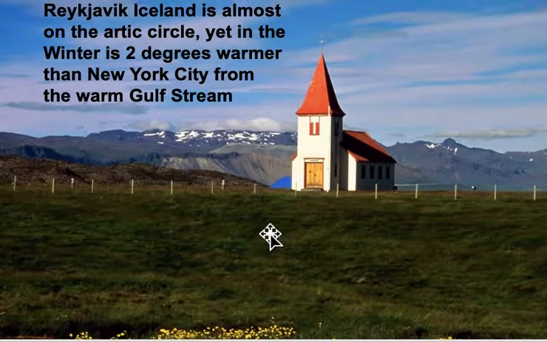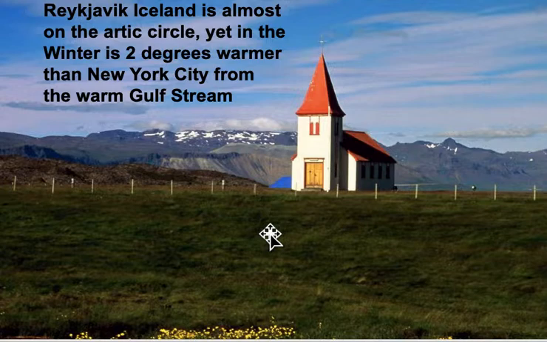And that makes these climates up here warmer than you would expect for their high latitude. So here's Reykjavik, Iceland, which is almost on the Arctic Circle. That's about 66 degrees north, and yet the winters aren't that much colder. In fact, on average, a little bit warmer than what we have in New York City at around 40 degrees latitude.